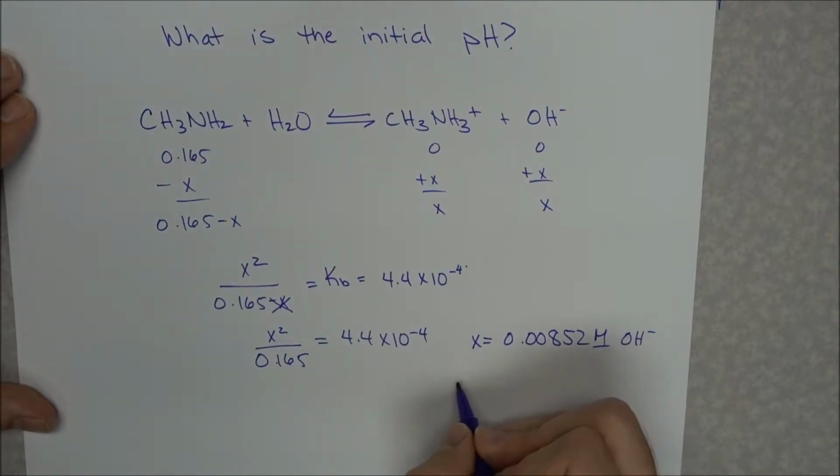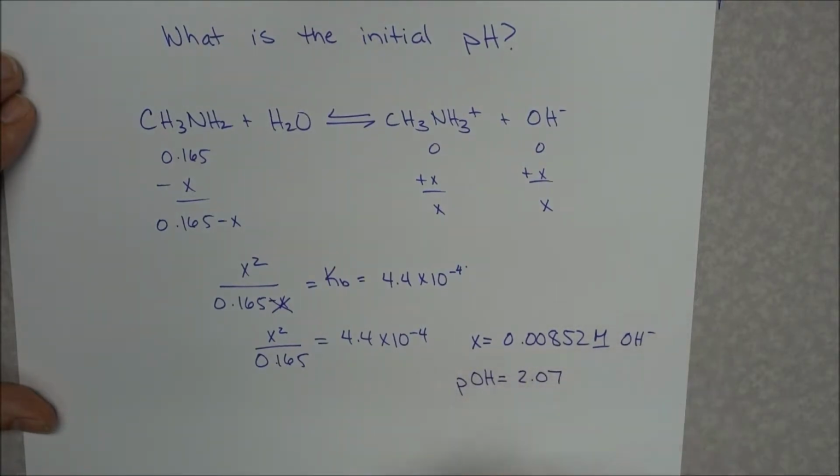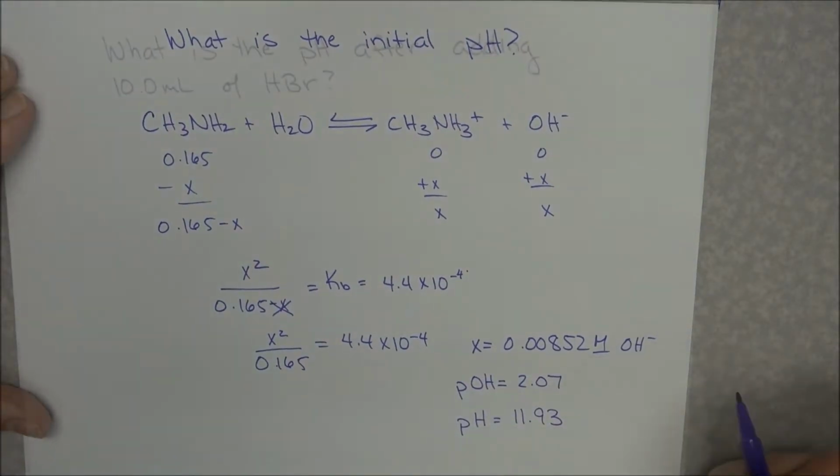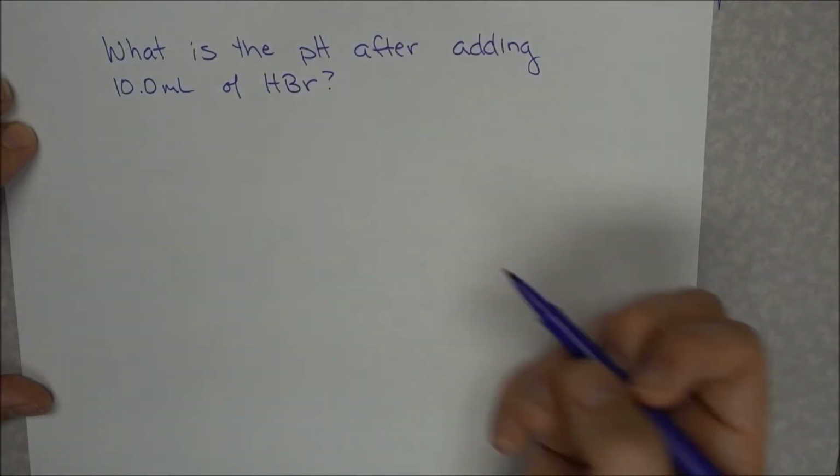When we take the negative log of that, we get a pOH of 2.07. We're interested in the pH, so to get the pH, we subtract that from 14, and we get 11.93. So that is our pH at the start of this. Now our question is, what's the pH after adding 10 mils of HBr?